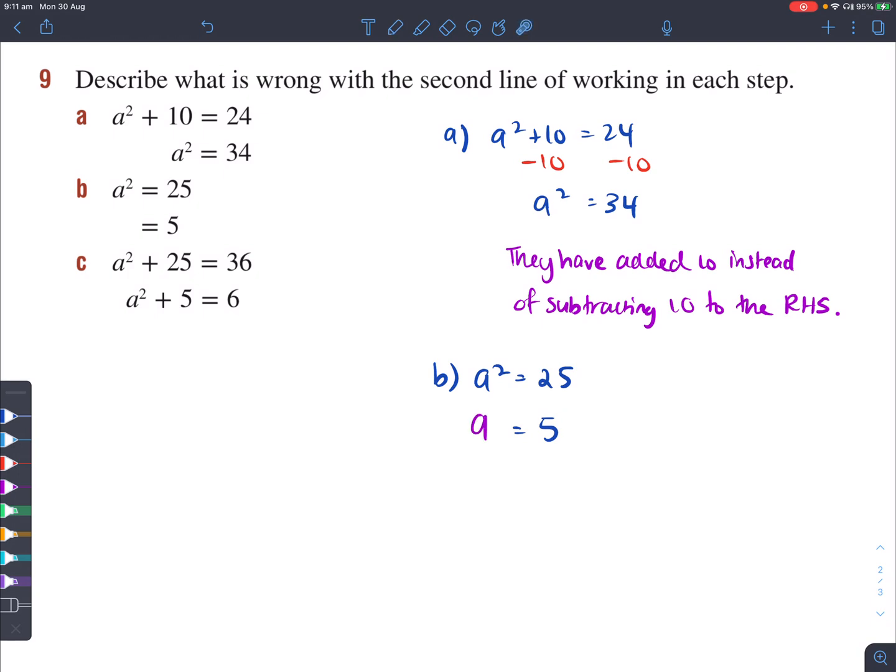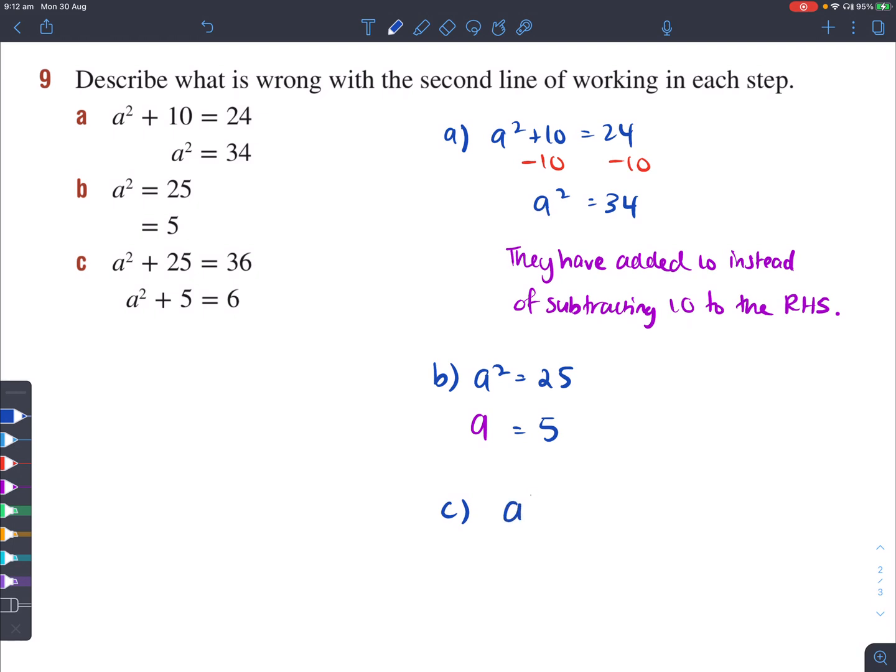Because the step from this line to this line is to apply the square root to both sides. When we apply the square root to the left side, we have an a left. We don't have a squared anymore, and the square root of 25 becomes 5. So it's important that you write the a there. We don't have to really explain that, we just write it there.